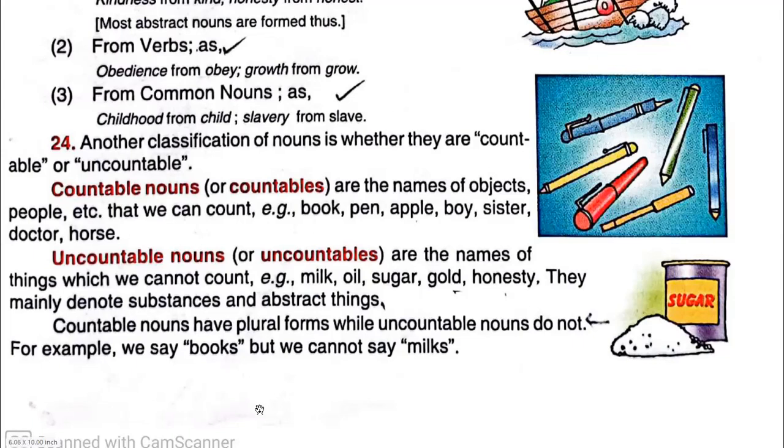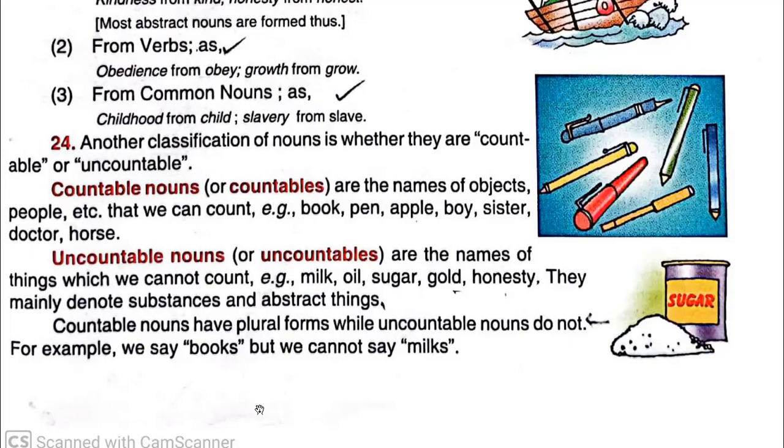If we have a few granules of rice, we can say there are 10 granules, or there is one granule of rice over here. But in a true sense, we cannot count these uncountable nouns. They cannot be counted in numbers, generally. Countable nouns have plural forms, while uncountable nouns do not. This is the main point we are talking about. Uncountable nouns do not have plural forms.